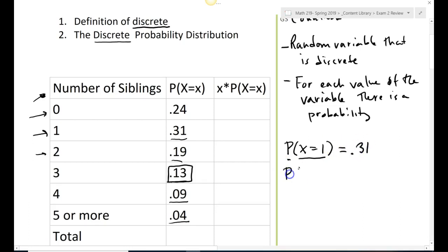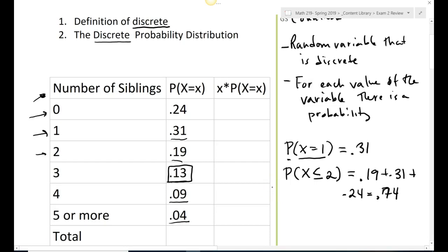What about the probability that x is, for example, less than or equal to 2? In this case, we would want those for 2, 1, and 0. So that would be 0.19, that's 2, plus 0.31, that's 1, plus 0.24, that's 0. And that would end up equaling 0.74. These are some of the basic problems that we get for discrete distributions.